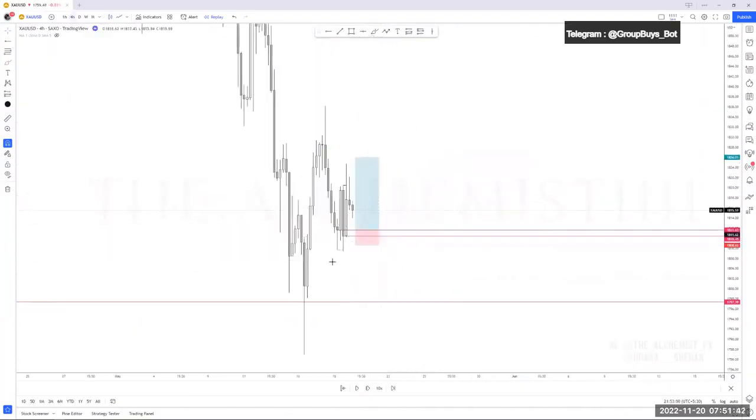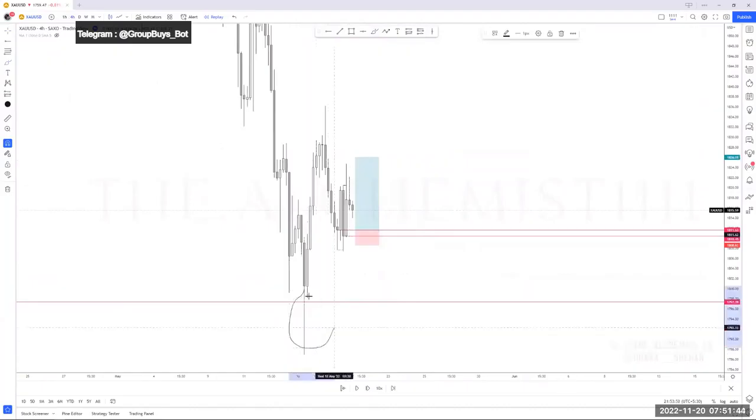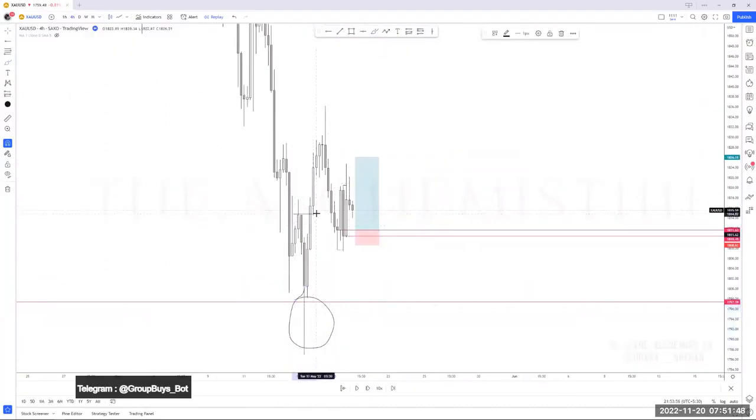Why are we buying it here? You saw it very clearly. Daily has tapped into the monthly. Daily broke structure somewhere around here, I don't remember. Daily created a new support.